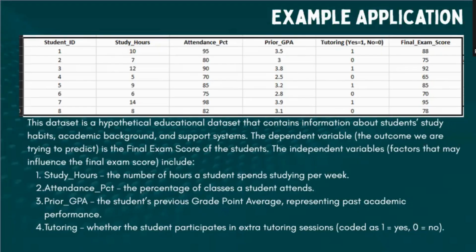The independent variables, factors that may influence the final exam scores, include study hours, the number of hours a student spends studying per week, attendance in percentage, the percentage of classes a student attends, prior GPA, the student's previous grade point average, representing the past academic performance, and tutoring, whether the student participates in extra tutorial sessions, coded as 1 is yes, 0 is no.